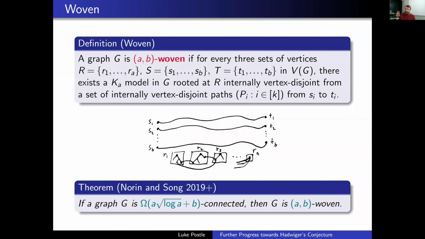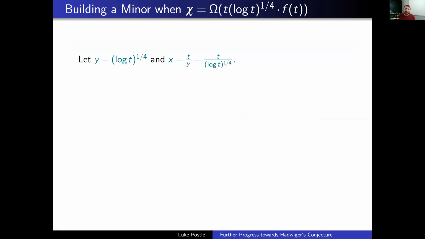But now actually I can not only find that, I can find a rooted minor. And this allows you to do both at the same time. So as long as you're at least on the order of root log A plus B, you can both find a rooted minor and you can find a linkage. And this basically then lets us do the quarter proof.